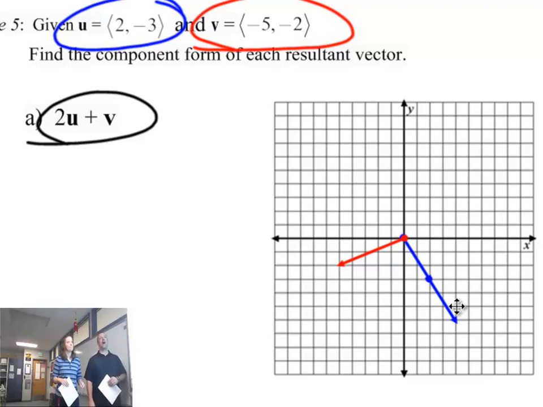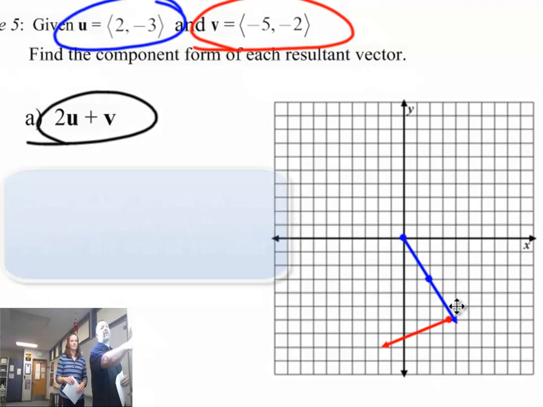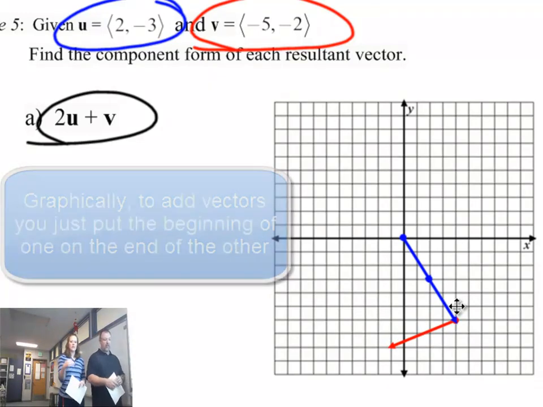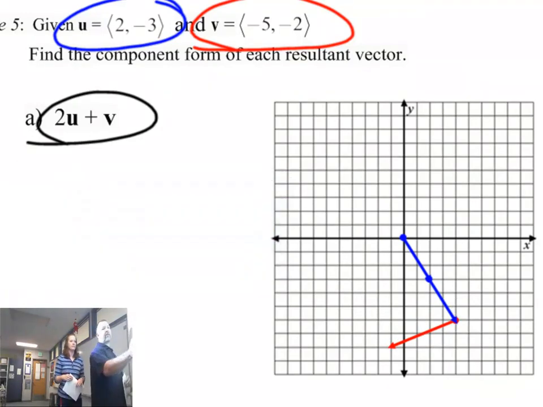Okay, so how do we add vector v to this vector? Well, I need to start vector v where vector u ended. So can I just pick it up and move it? Yes, because we said earlier it doesn't matter where it starts. So if I start it there, is that adding 2u plus v? It is, because we're going to go tip to tail, they call that. Tip to tail. And so our final point is right here at (-1, -8). Is that correct? Yep, that is correct.